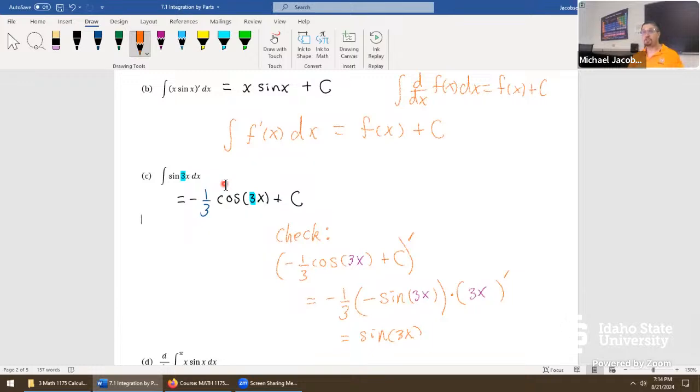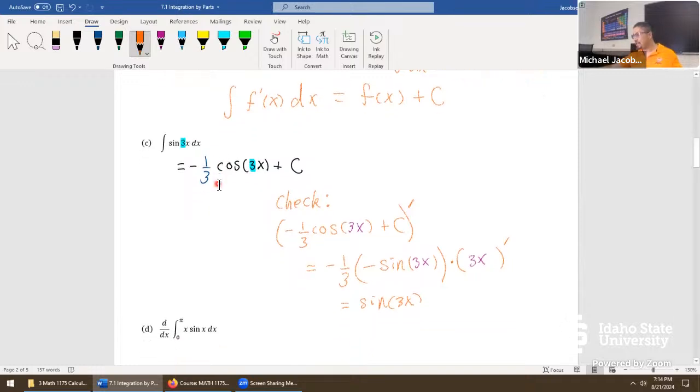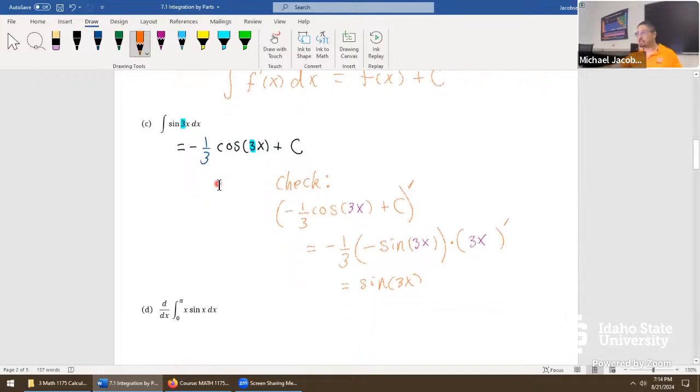But any questions at all, folks, on part C there? Okay, so that's another one down. And part D is a massive trick question.